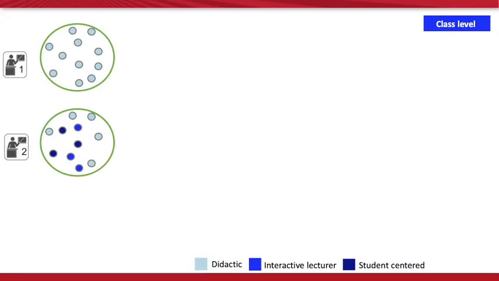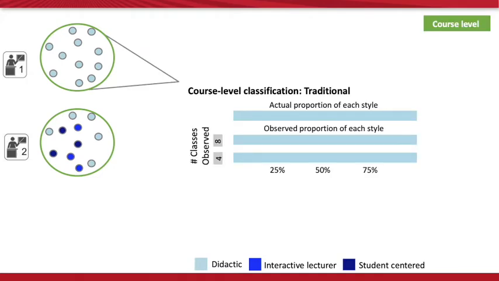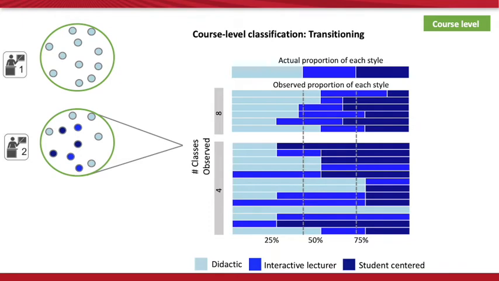Keeping these methods in mind, let's consider these 2 fictional courses taught by 2 fictional instructors. A sampling intensity of 4 and 8 are shown for one of the fictional instructors. At both sampling intensities, the observed proportion of each style exactly matches the actual proportion. However, the sampling intensity begins to matter when the instructor varies in their instructional style across classes. Different patterns of observed proportions would be found for a sampling intensity of 4 and 8 in these cases.